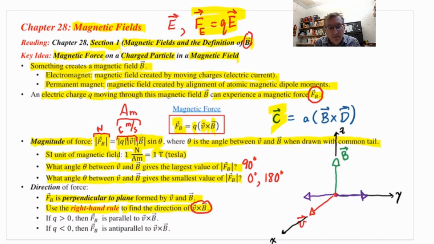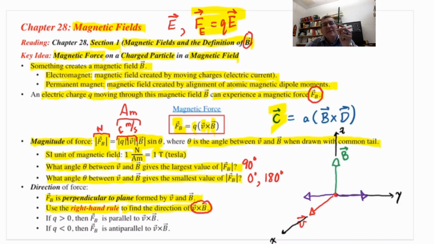And we're going to review the right-hand rule, and I tend to use two pens. In this case, since we're drawing the velocity vector as red, I'll use a red pen for the velocity vector, and the magnetic field is green, so I'll use a green pen for that. I put the green one in the direction of B, and the red one in the direction of V, okay? And I do V cross B.